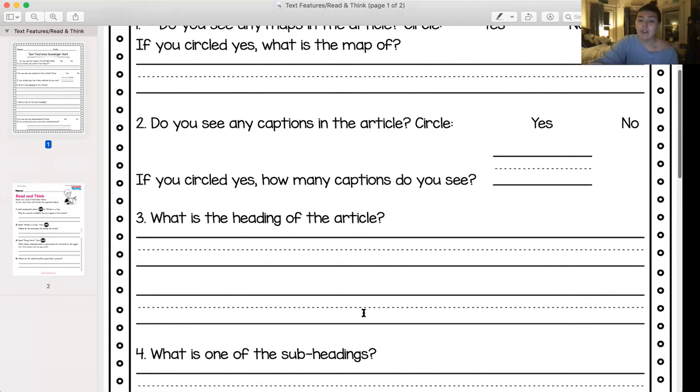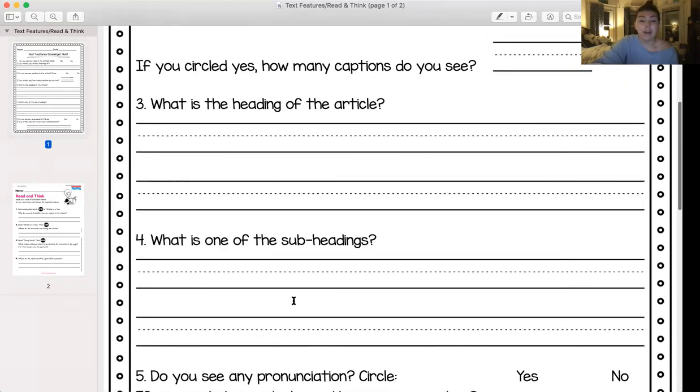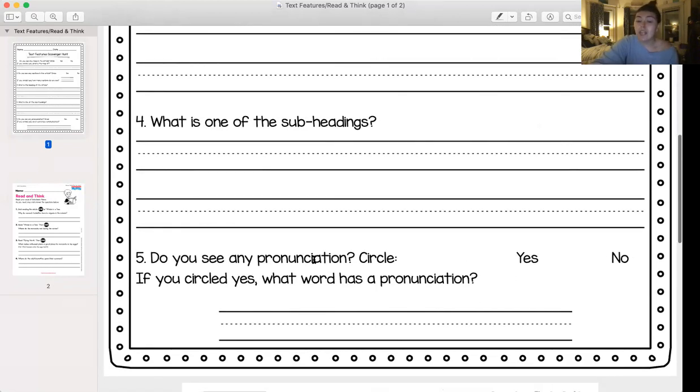What is the heading of the article? What is one of the subheadings? And do you see any pronunciation? So circle yes or no. And if you circle yes, what word has a pronunciation next to it? So remember, pronunciation has parentheses or like little half circles around it, and it tells us how we pronounce a word. And a hint I gave you earlier is it's probably a vocabulary word.